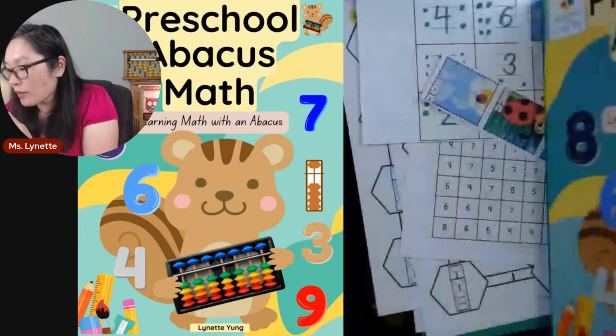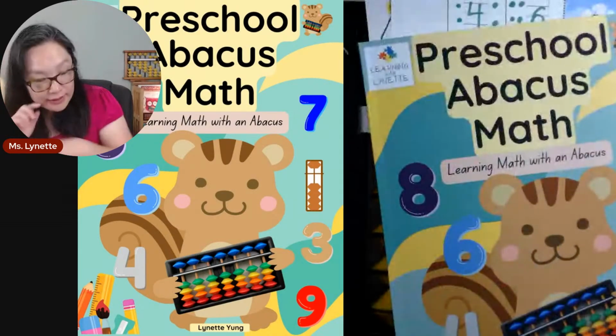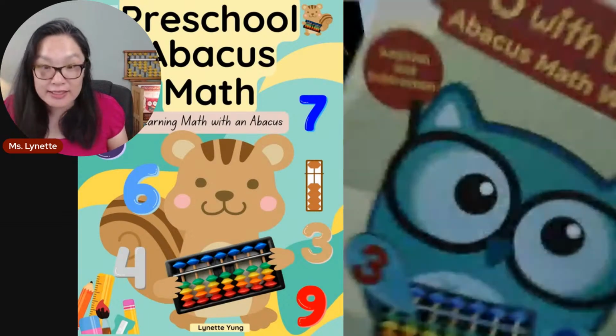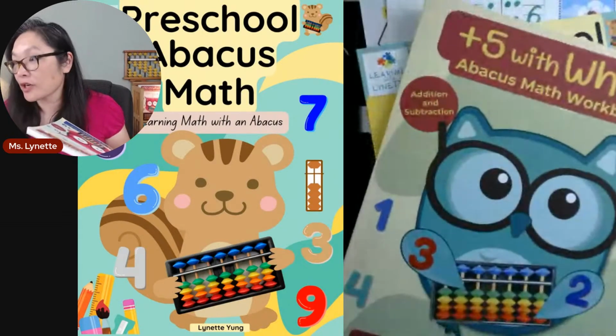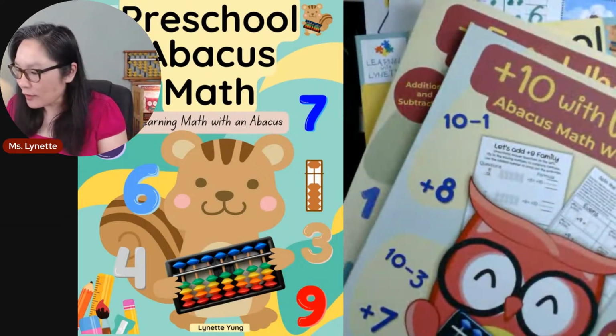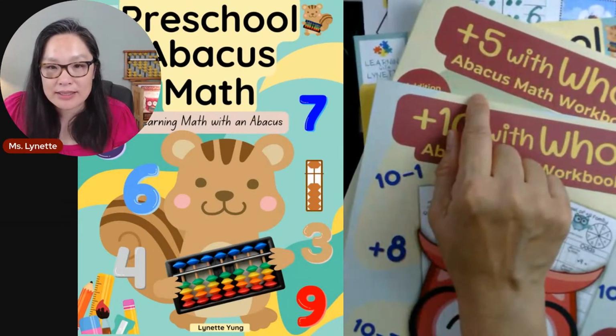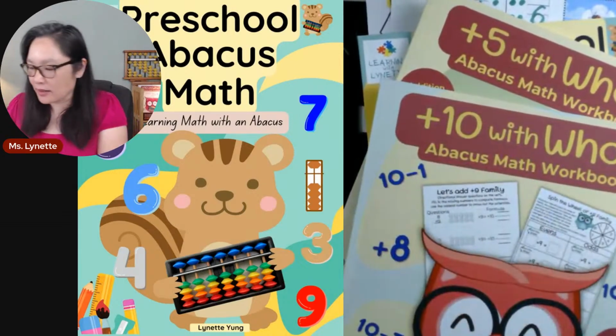If you want to know more about abacus, I have a class or I have a book that I've created. I've created a few books actually. I have like 6 books. I'm actually in the process of creating my seventh book, and my seventh book will be talking about the minus tens. So I'm going to have the plus tens, the minus tens, the plus fives, the minus fives, and so on.